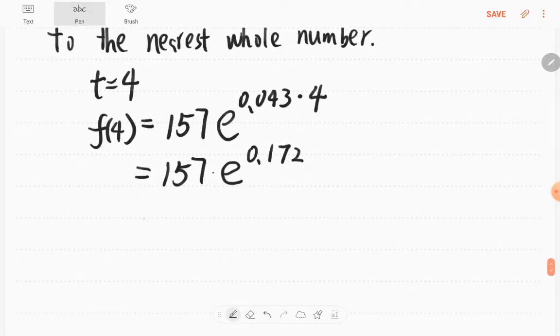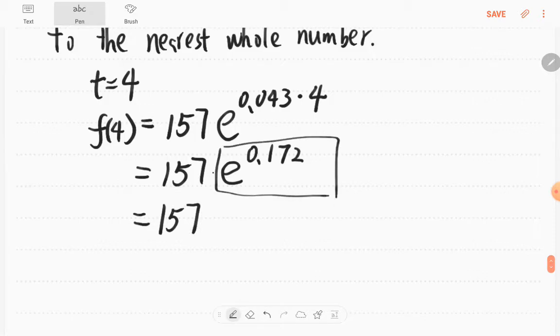So we use a calculator. The first thing we need to do is the calculation for this number, e to the 0.172. The first thing you should know is how to find the e function in your calculator. You will get this number, 1.187677833.